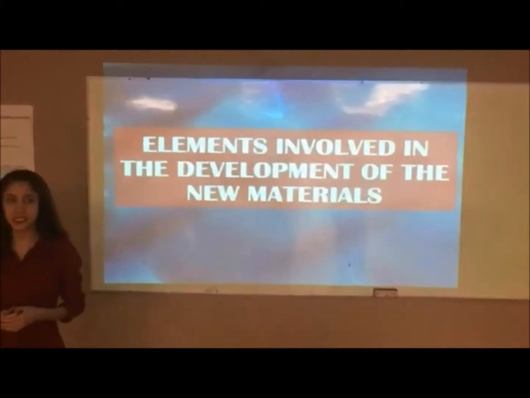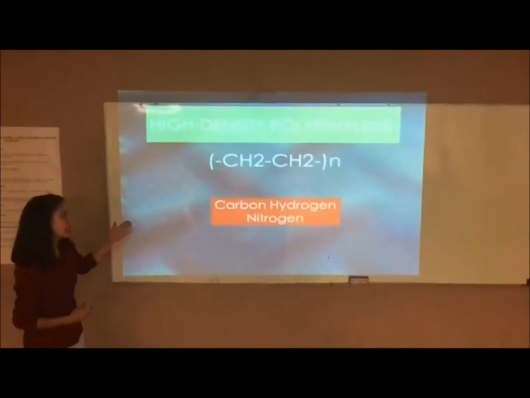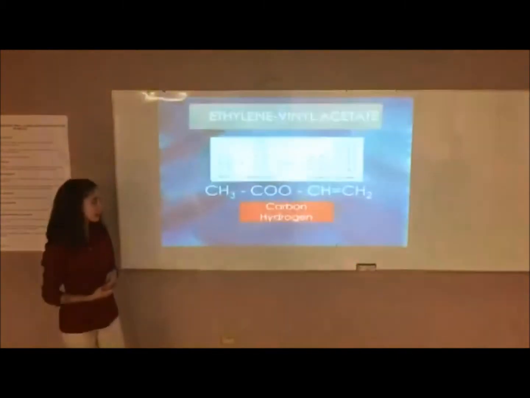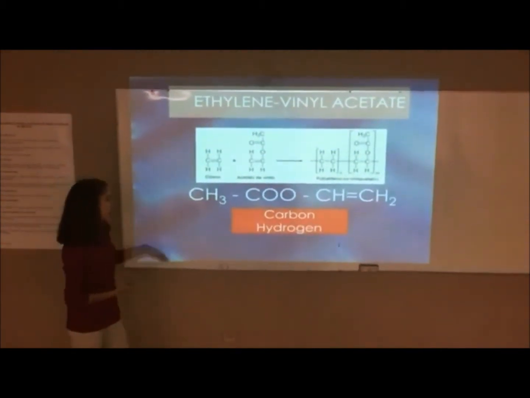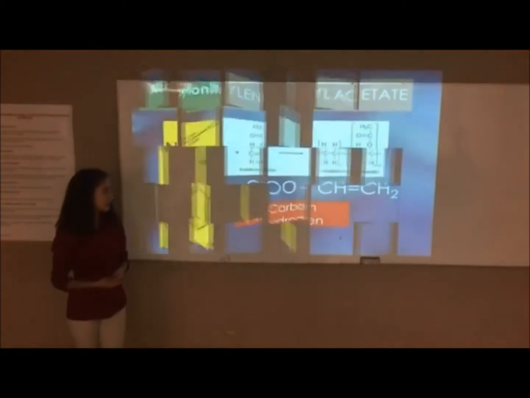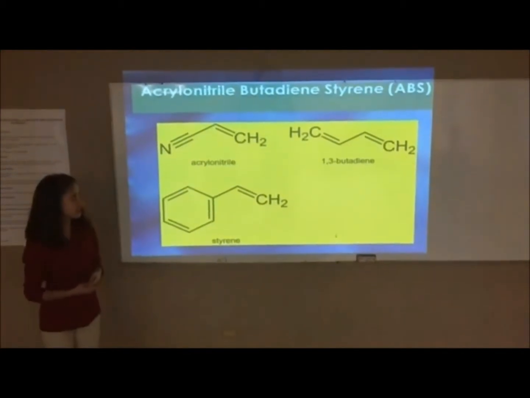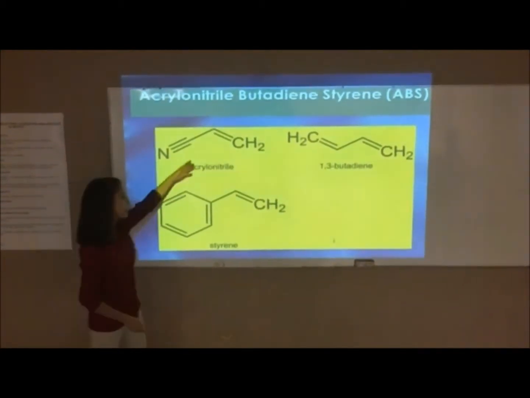Elements involved in the development of the new materials. High-density polyethylene is made of carbon, hydrogen, and nitrogen. Ethylene vinyl acetate is made of carbon and hydrogen. And acrylonitrile butadiene styrene is made of carbon and hydrogen.